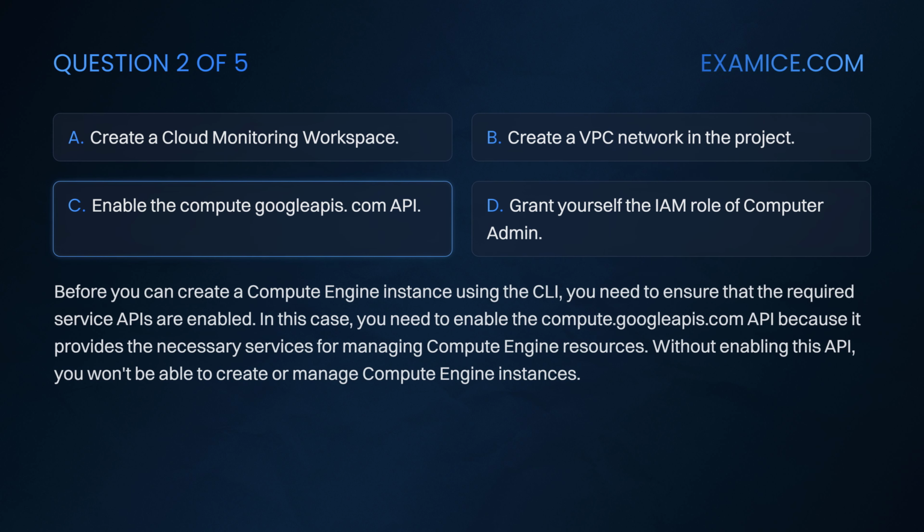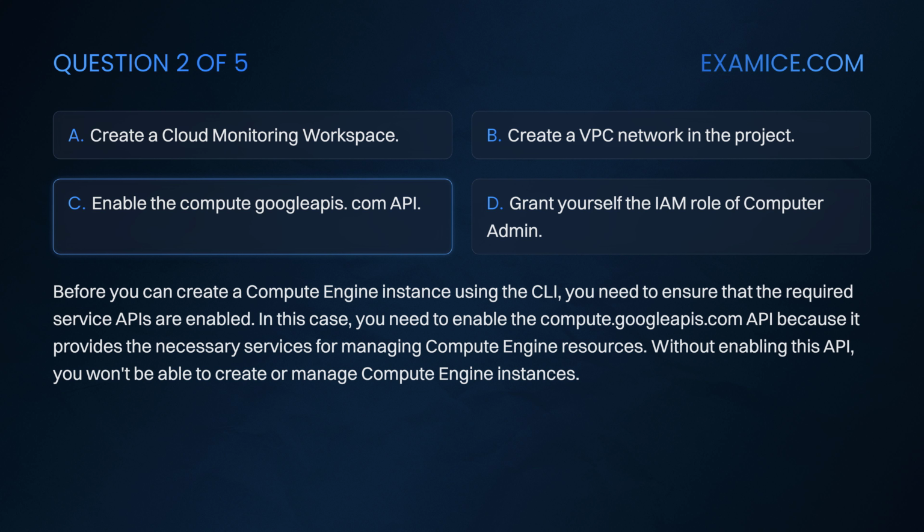Before you can create a Compute Engine instance using the CLI, you need to ensure that the required service APIs are enabled. In this case, you need to enable the compute.googleapis.com API because it provides the necessary services for managing Compute Engine resources. Without enabling this API, you won't be able to create or manage Compute Engine instances.